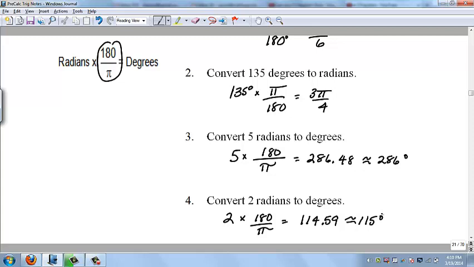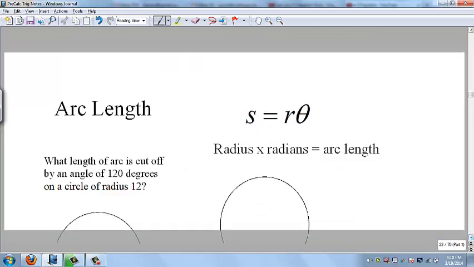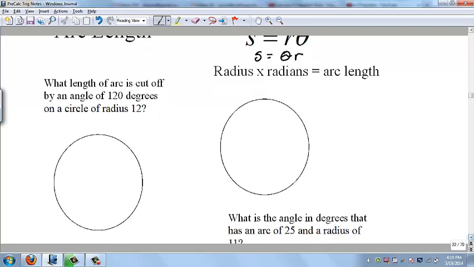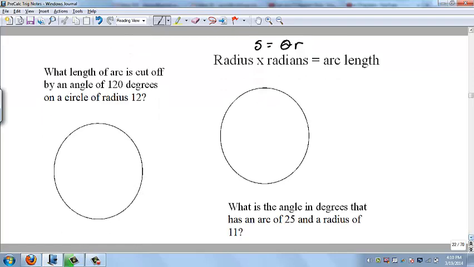Okay? And the last little piece I want to show you about this is arc length. So we learned this is S equals R theta, or theta times R. So it's radius times radians is arc length. So if I have, and you have to have radians in your equation, you can't have degrees. So if I had an angle that was 120 degrees, so that's going to look kind of like this. Well, actually it's a little bit bigger, but roughly that. It has a radius of 12, and this is 120 degrees.